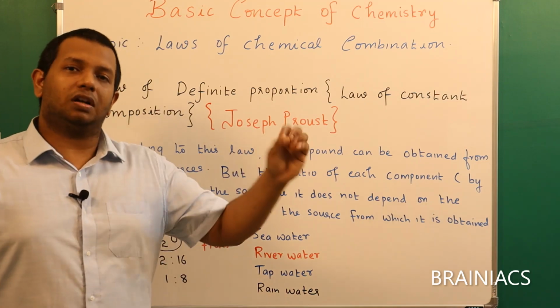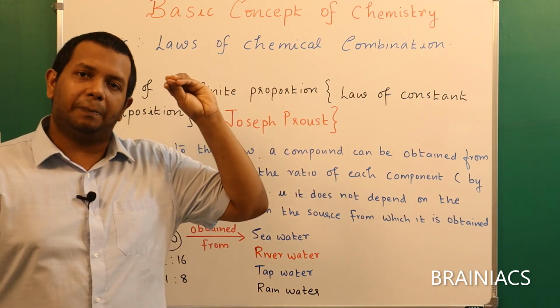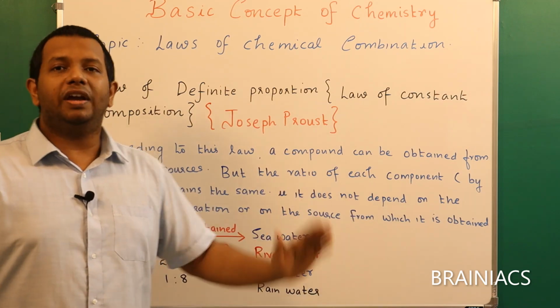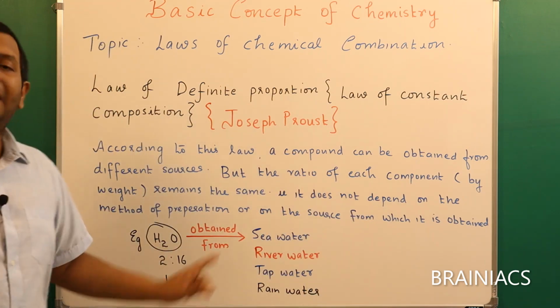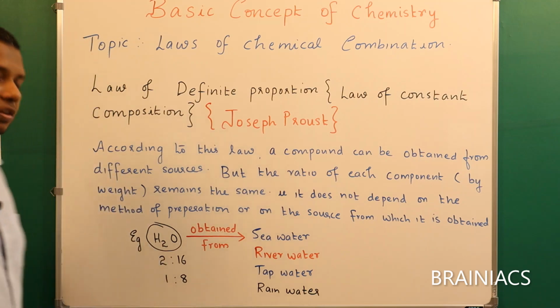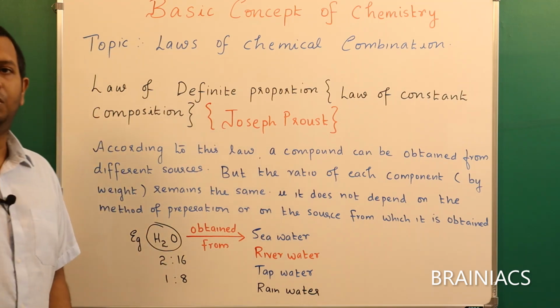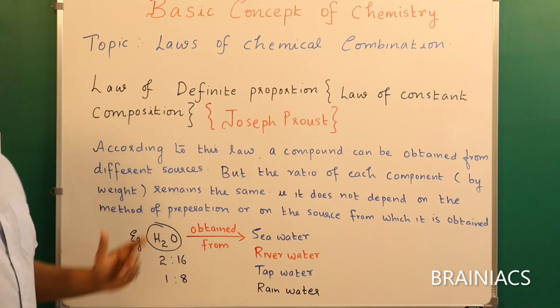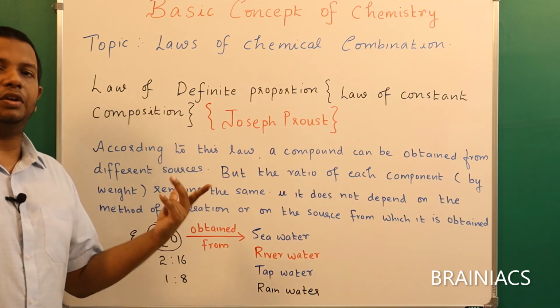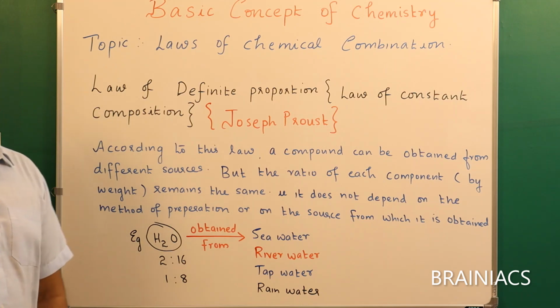So if you take water from any resource, or if you prepare water by any method, water will always have the elements combined together in a fixed ratio, that is 1 is to 8. Understood? So I hope you have understood this law. If you have any doubt, come back to me. So we will try to do a question based on this law. Okay.